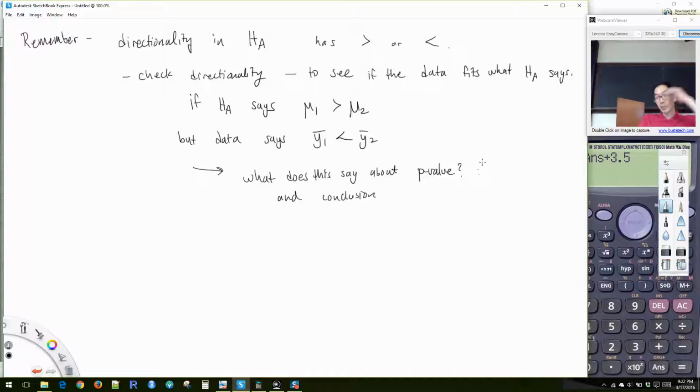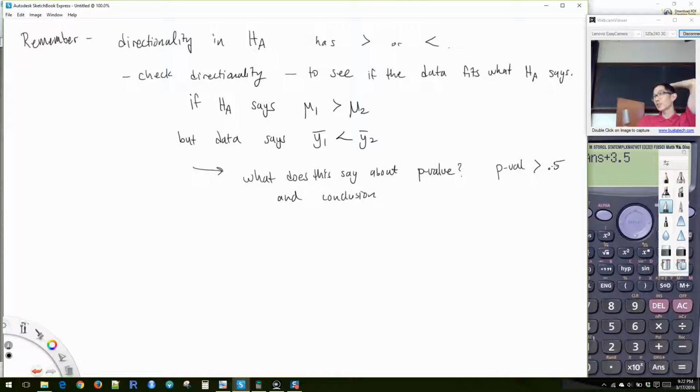So what does it say about our p-value? Essentially, when this happens, your p-value is going to be over 50%. Whatever it is, it's going to be more than 50%. It's technically going to be 1 minus the p-value if the directionality were correct.